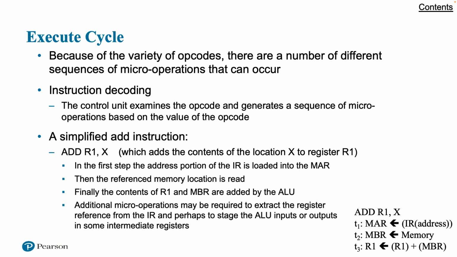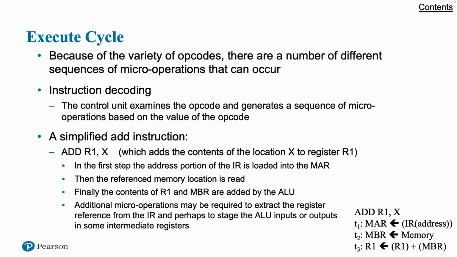The control unit examines the opcode and generates a sequence of micro operations based on the value of the opcode. This is referred to as instruction decoding. Let us consider several hypothetical examples.